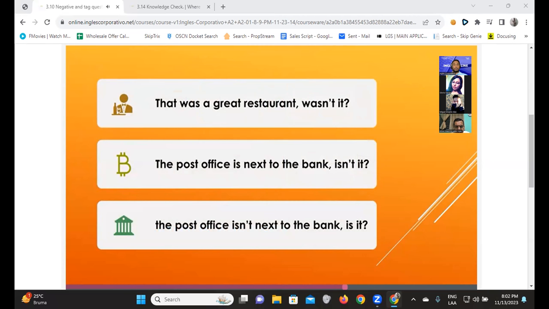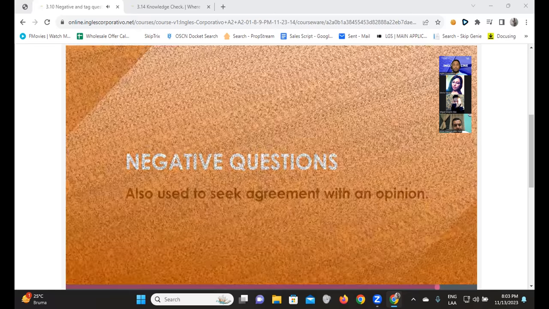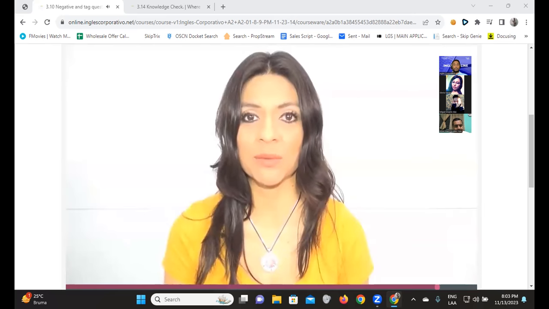The verb in the tag question is negative if the first verb in the sentence is affirmative, and affirmative if the first verb is negative. Tag questions have falling intonation when the speaker expects the listeners to agree. They have rising intonation when the speaker wants to express uncertainty. Negative questions are also used to seek agreement with an opinion. Read the following opinions. Agree or disagree with these opinions.